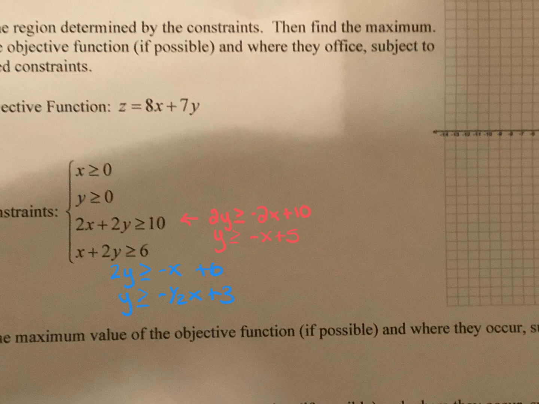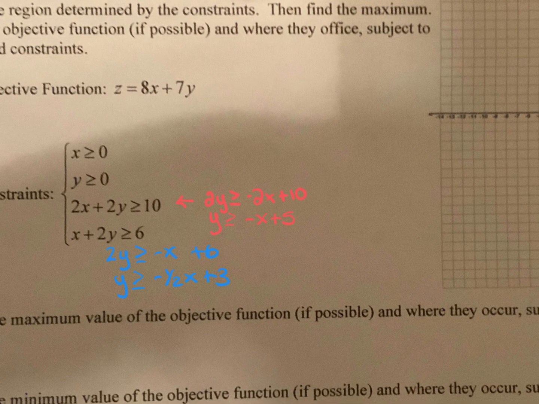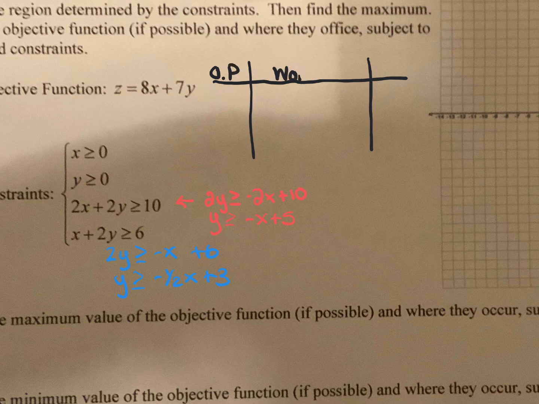So what I like to do is I like to kind of make a table. So I put the ordered pair down here. This is my work. This is my value. So I'm going to use the objective function and plug in the ordered pairs. So the first ordered pair I had was 0, 5. So if I plug 0, 5 in, I'm looking for that z value. I get 8 times 0 plus 7 times 5. That results in a 35.